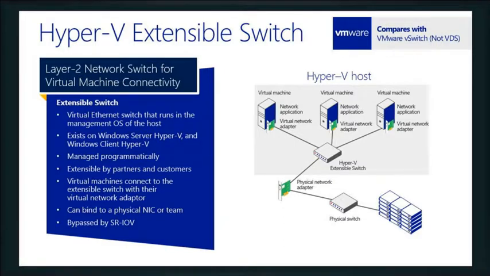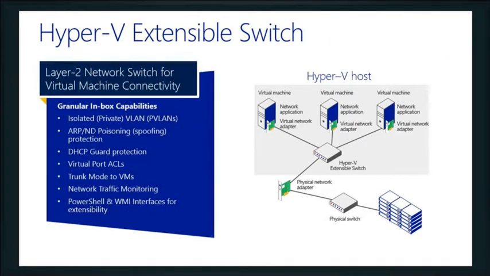But what makes us different here is how we can do the same kind of stuff. We do bind to a physical NIC or a team. We can bypass it if we're using SR-IOV. We can do the same kind of things that VMware does, but we approach it in a very different way. We actually give it the ability to make a lot of settings, and I'll show you where some of these are, such as putting DHCP guard protection on that. If you're not familiar with DHCP guard protection, it's designed to help protect against man-in-the-middle types of attacks. If somebody has a rogue DHCP server sitting around intercepting requests, this prevents that. We can do network traffic monitoring. We can use PowerShell and WMI interfaces to do all kinds of things inside the switch.